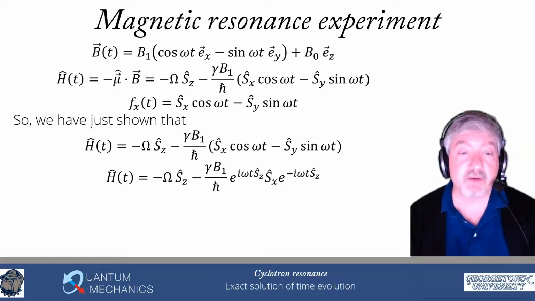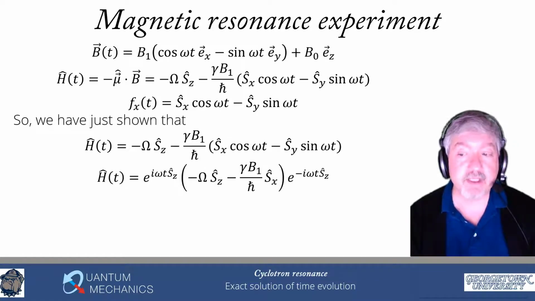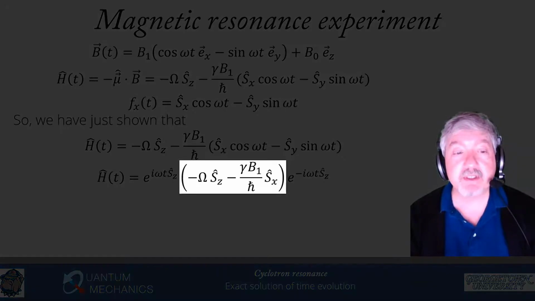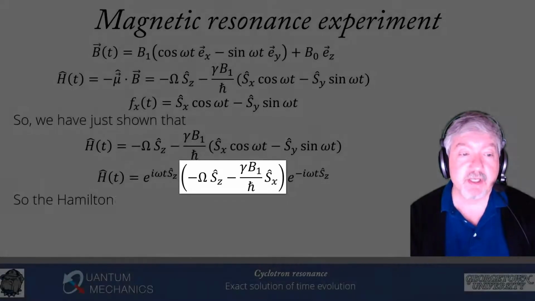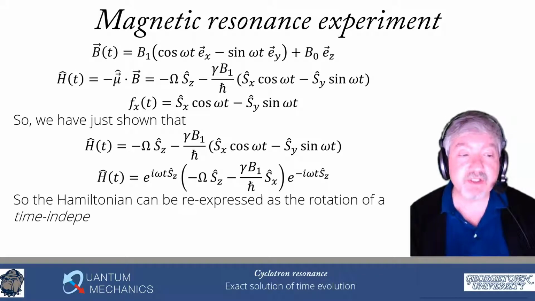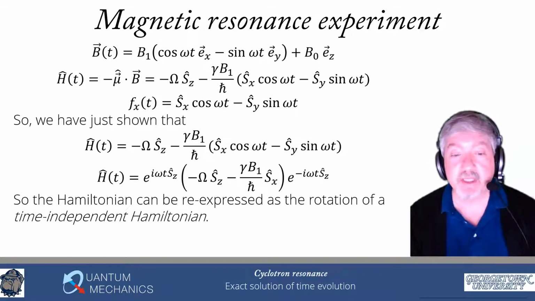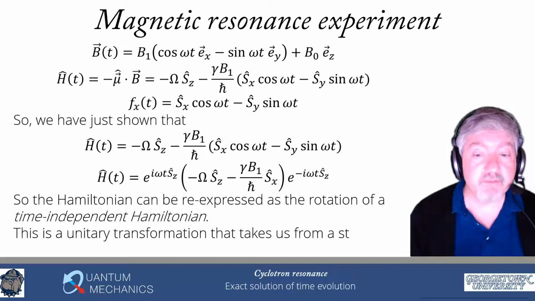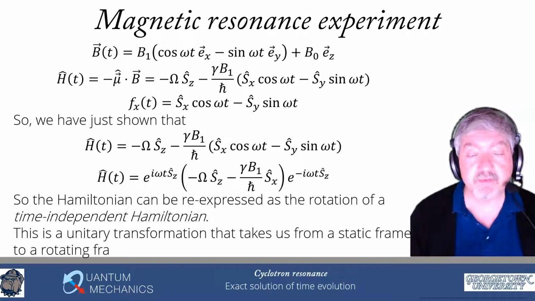So I'm going to also now put a Hadamard around the sz, so I get it around both terms in the Hamiltonian. And now you see I've done a factorization. And look inside that parenthesis. You see, by going to this rotating frame, we've removed all the time dependence from the Hamiltonian. So the Hamiltonian can be re-expressed as the rotation of a time-independent Hamiltonian. Now this is great because time-independent Hamiltonians we know how to do time evolution for. This is a unitary transformation that takes us from the static frame to the rotating frame.